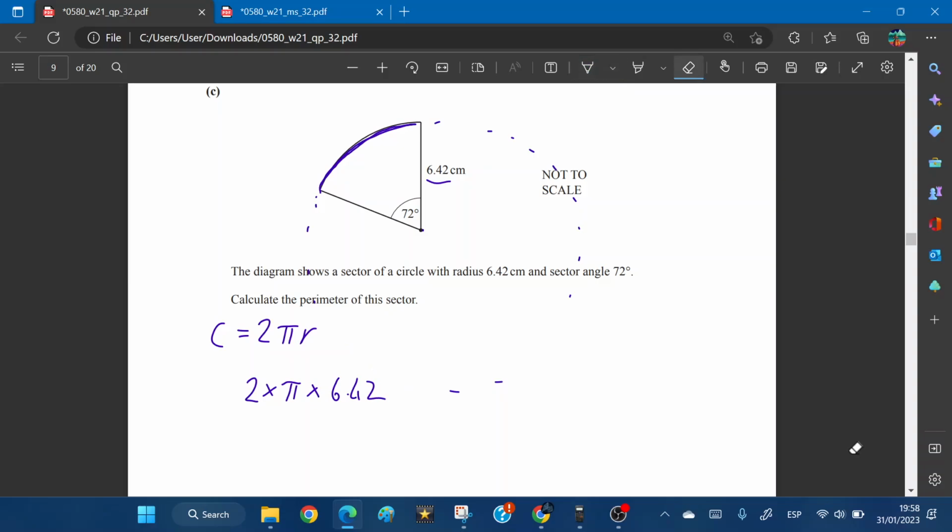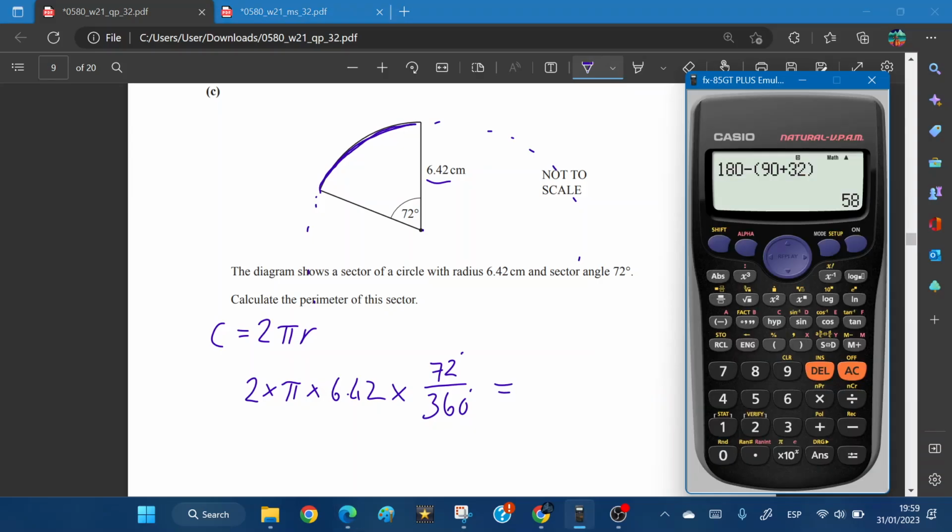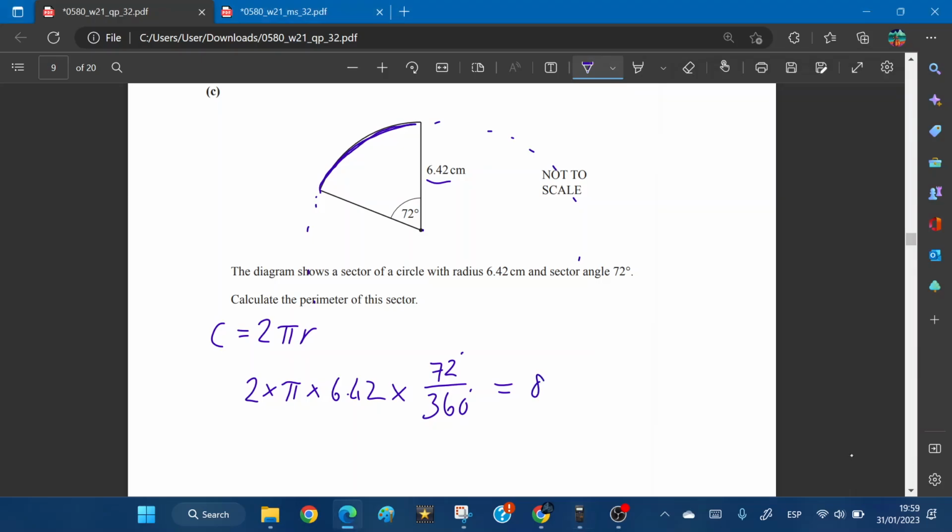Okay, but now that's not the whole thing. There's only a part of it, a small fraction of it. What fraction of it? That 72 degrees is 72 degrees out of 360. So we had the whole thing with 360, but we only have 72. That's the fraction. So this is like fractions. We work out the circumference of the circle, and then we multiply it by the fraction of the circle we have, and that will give us the length of the arc, 8.0676, etc.